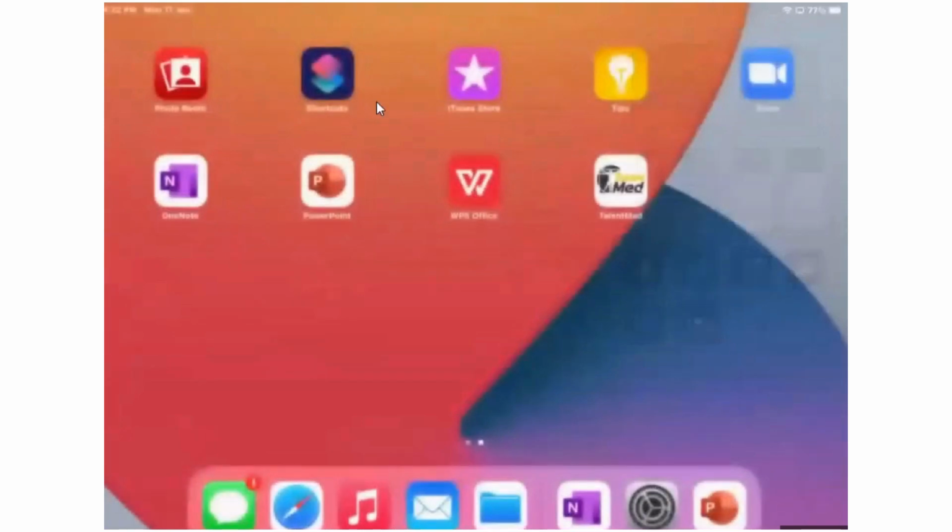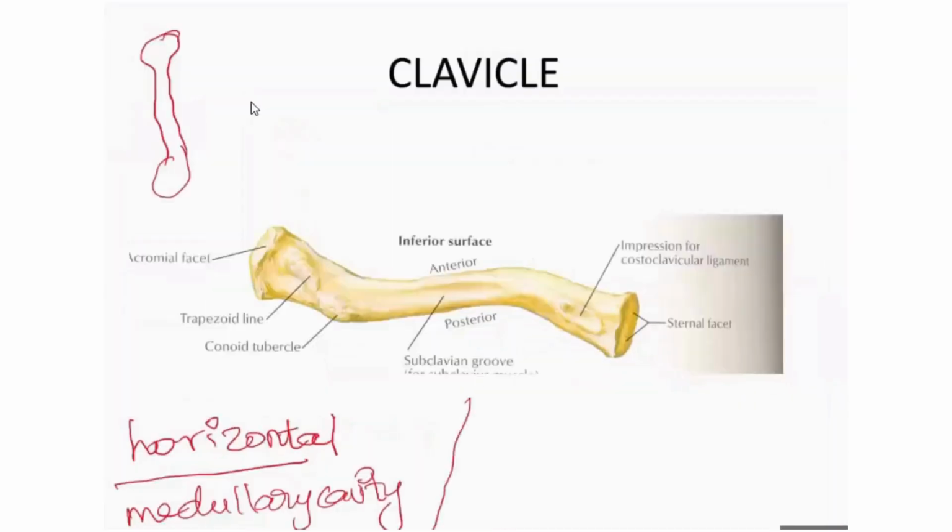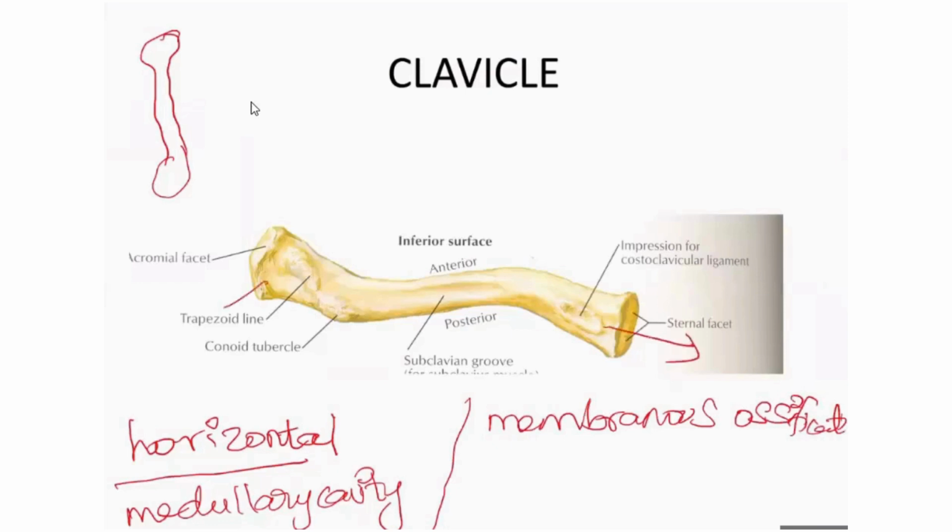No medullary cavity. So what type of ossification can it be? It is not cartilaginous, so it is membranous ossification. This is the medial side. This is the lateral side. The medial end articulates with the manubrium sterni. The lateral end articulates with the scapula.